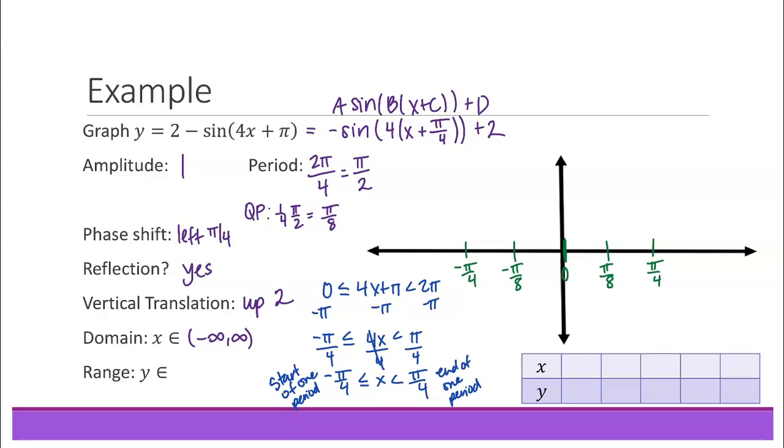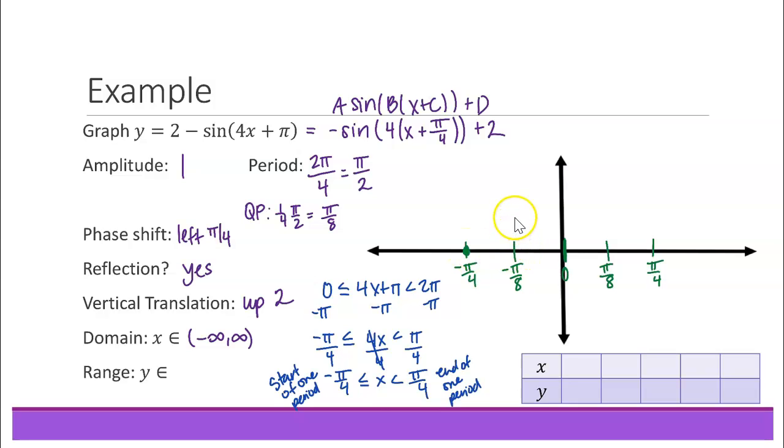And then we know, again, the start and the end of one period of our sine function. Now the sine function normally starts at the origin, but everything has been shifted to the left pi over 4, so my graph is going to start over here at negative pi over 4, 0. And so I'm going to do this in phases. I'm going to go ahead and start at negative pi over 4, 0.